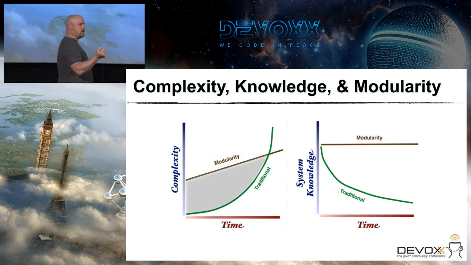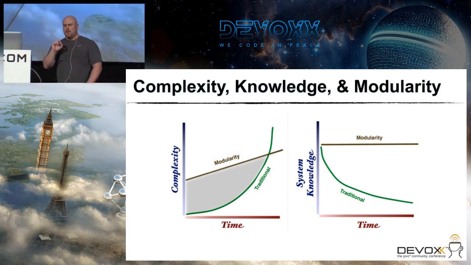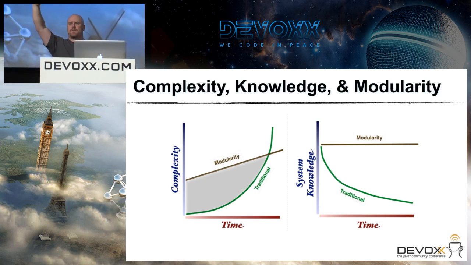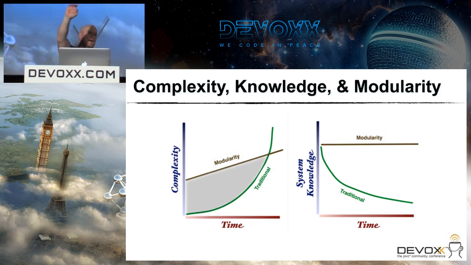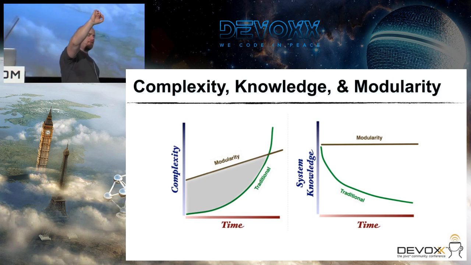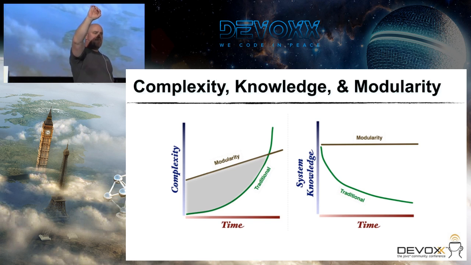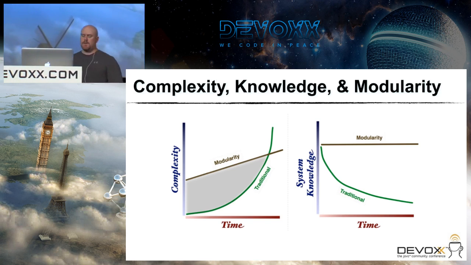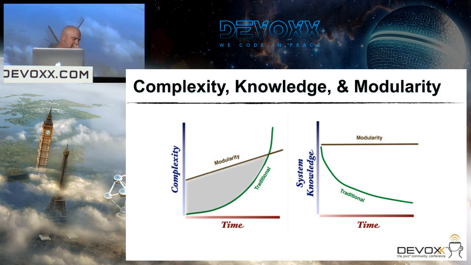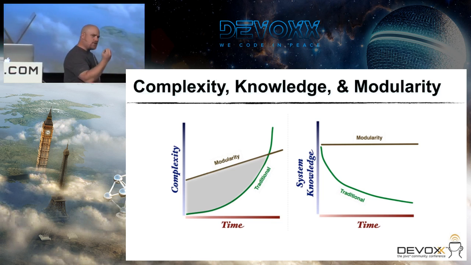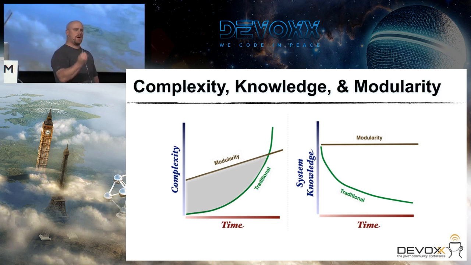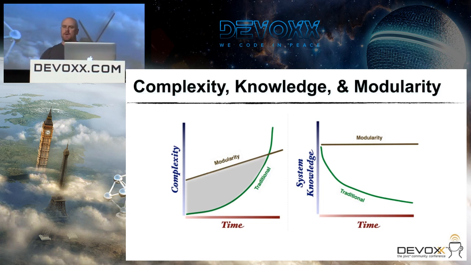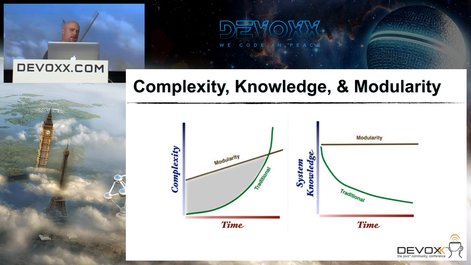However, with modularity, what happens is that there is a slight increase in complexity over time. I recognize that. Modularity is not free. We are introducing new concepts, new ideas into our environment. In fact, modularity attacks the essential complexity associated with software development, the essential complexity talked about by Frederick Brooks in his book, The Mythical Man Month.